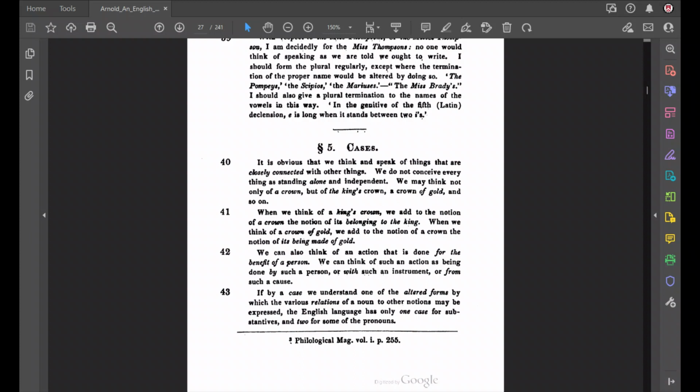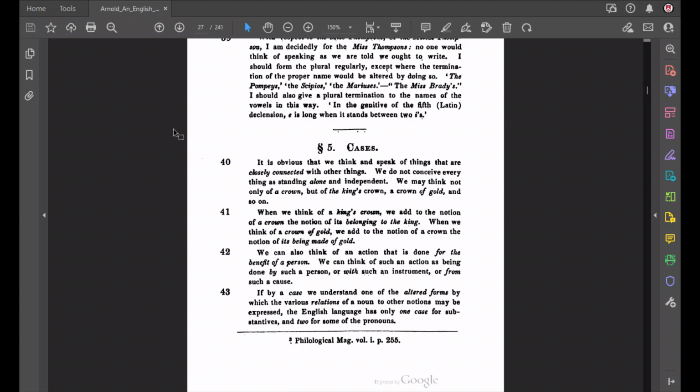Paragraph 43. If by a case, and here we have our description, I wouldn't say definition, but a description of a case. If by a case we understand one of the altered forms of nouns by which the various relations of nouns to other ideas may be expressed, the English language has only one case for substantives and two for some of the pronouns.